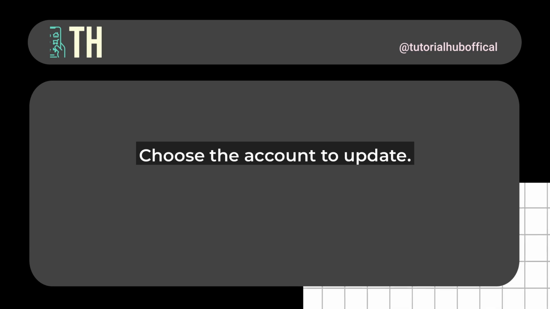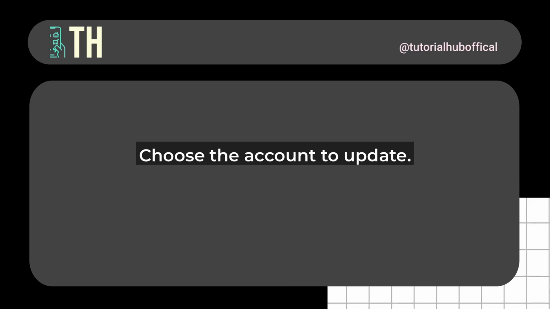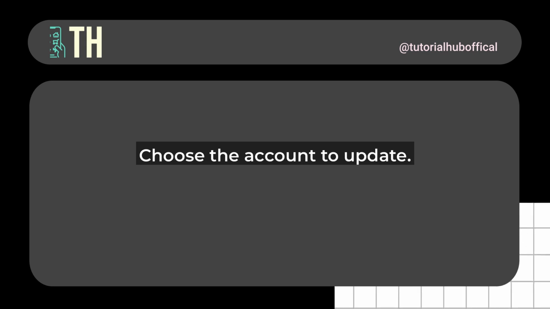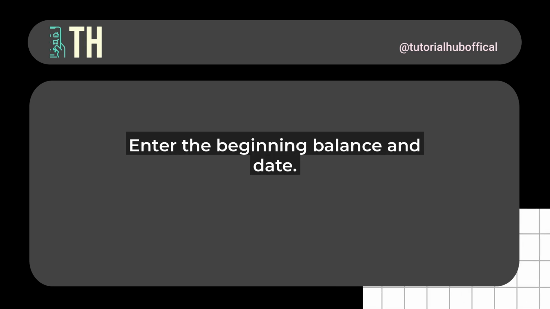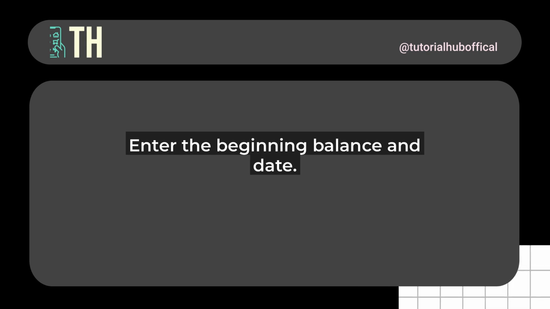Be precise here. Input the exact balance as of the date you're starting from. For example, if your bank account had $5,000 on January 1, 2025, enter that figure along with the date. QuickBooks will prompt you to confirm, so double-check for accuracy to avoid future discrepancies. After entering the details, hit Save and Close.